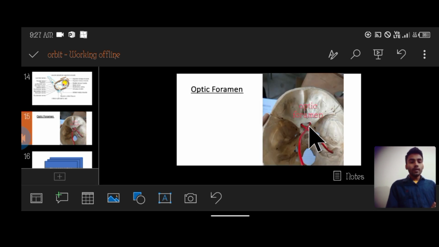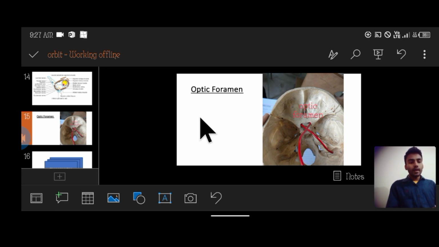It is a foramen located at the root of the lesser wing, and through this the optic nerve and ophthalmic artery pass. This ophthalmic artery is the branch of the internal carotid artery, and this optic nerve starts from the retina. This optic nerve is the first part of our retinocerebral pathway.